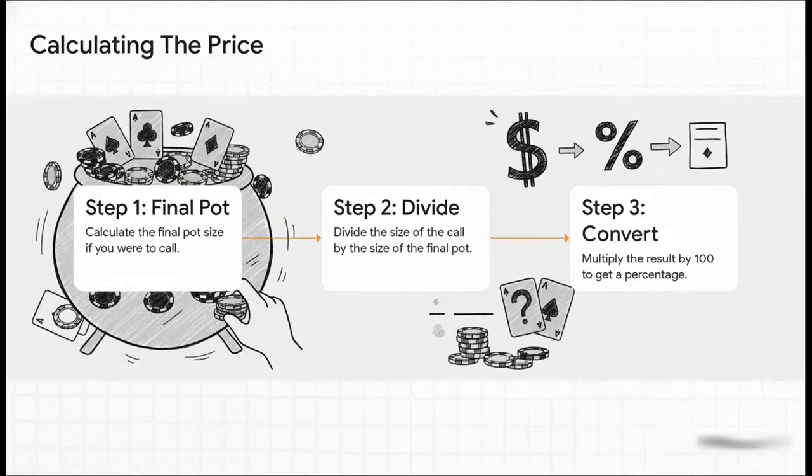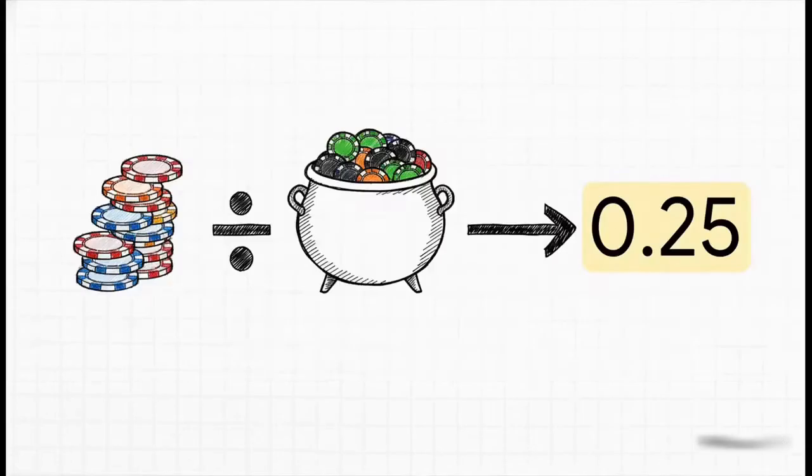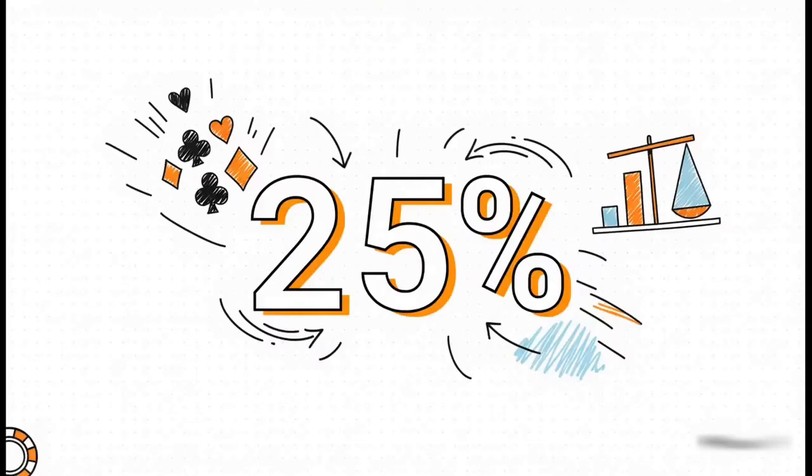So let's walk through a super common example. Imagine there's $100 in the pot and your opponent bets $50. For step one, we figure out the final pot. That's the $100 already in there, plus their $50 bet, plus your $50 call. That gives us a final pot of $200. Easy enough, right? Now for step two. We take the amount we have to call, which is $50, and we divide it by that $200 final pot. And the math here is pretty straightforward. 50 divided by 200 equals 0.25. And for the final step, we just make it a percentage. So the price the pot is offering you is 25%.